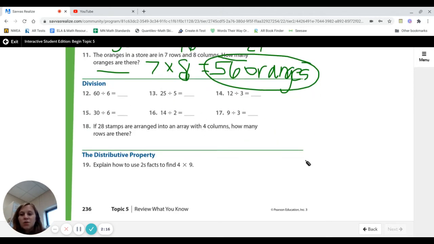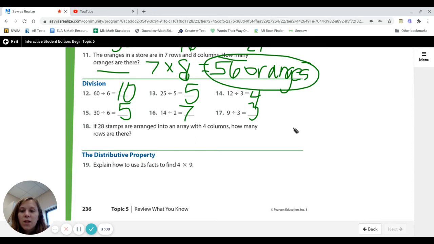Number 12, we're looking at division. So 60 divided by 6. I can think 6 times what is 60? I know 6 times 10 is 60. 25 divided by 5. I can think 5 times what is 25? 5 times 5 is 25. 12 divided by 3, I can think 3 times what is 12? I know 3 times 4 is 12. So 12 divided by 3 is 4. 30 divided by 6, I think 6 times what is 30? I know 6 times 5 is 30, so 30 divided by 6 equals 5. 14 divided by 2, 2 times what is 14? I know 2 times 7 is 14, so 14 divided by 2 equals 7. 9 divided by 3, I know 3 times 3 is 9, so 9 divided by 3 is 3.